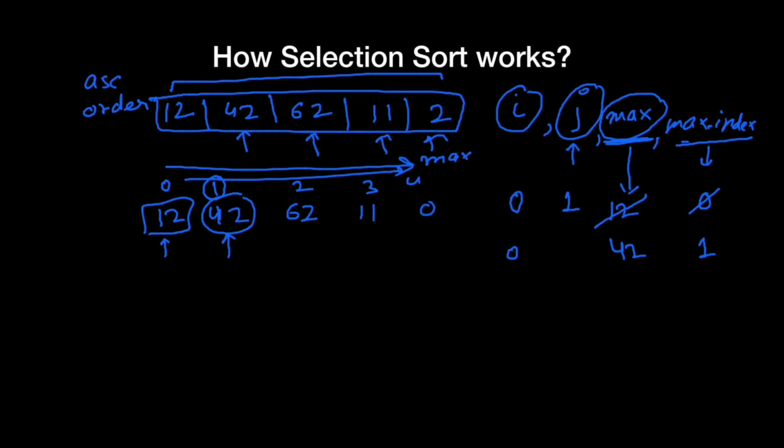Now, as we move to the next pointer, j becomes 2. We move to the next element, which is 62. Now, if we see, the max element is 42, which is again smaller than our new element, which is 62. So we'll go ahead and replace it with 62, and we'll also update the index, which would be 2.